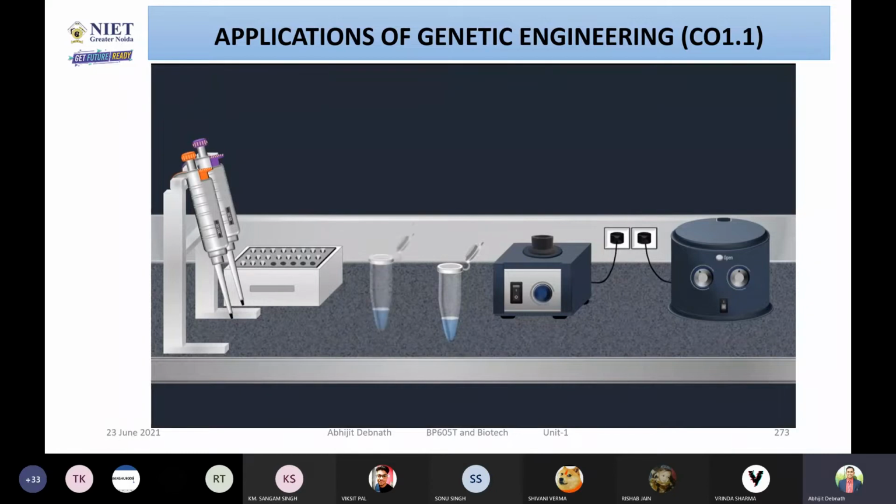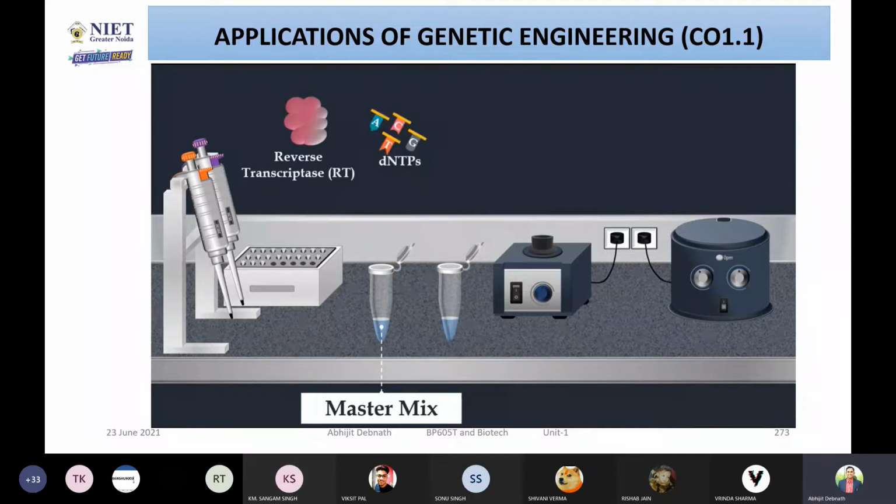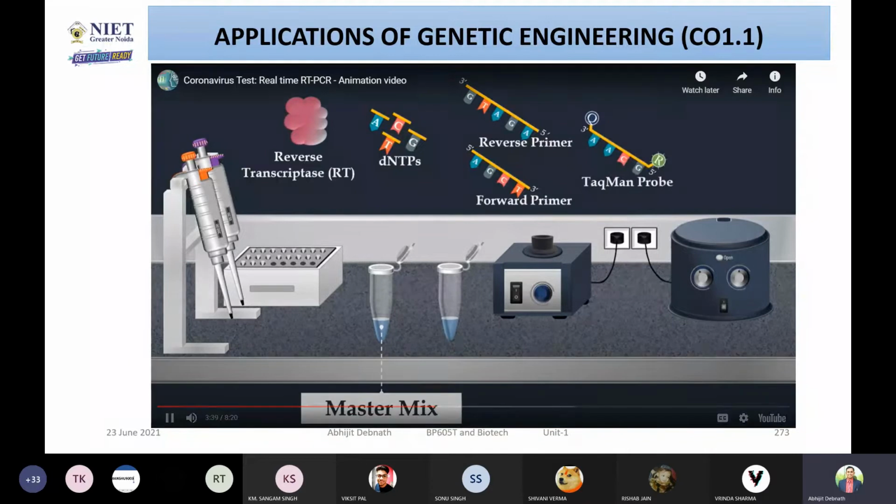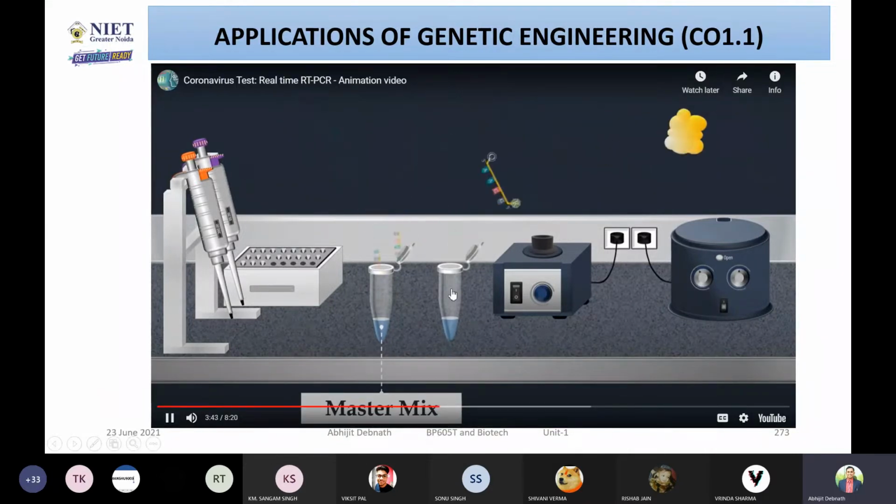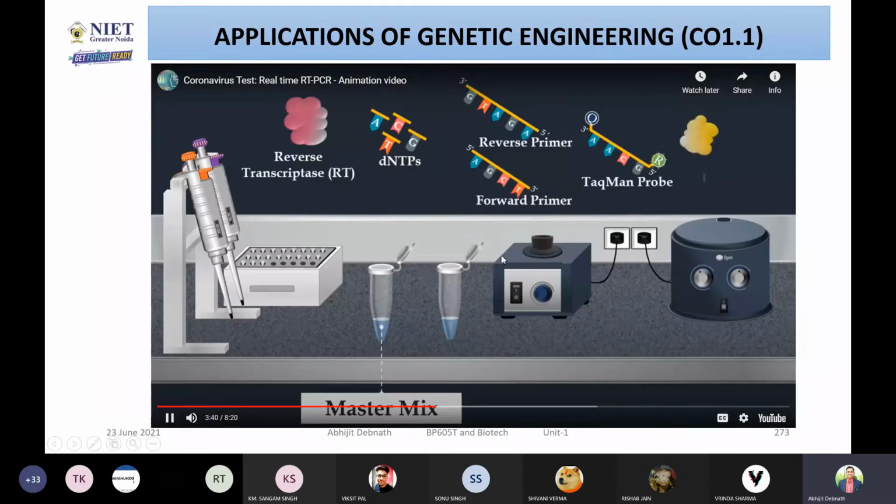In this step, a master mix is used, which is a pre-mixed concentrated solution that consists of buffer, reverse transcriptase enzyme, nucleotides, forward primer, reverse primer, TaqMan probe, and DNA polymerase. Now you might be wondering, sir, what are these things? Just a second. What are these various things? The RT, reverse transcriptase, dNTPs, reverse primer, forward primer, TaqMan probe, and DNA polymerase.